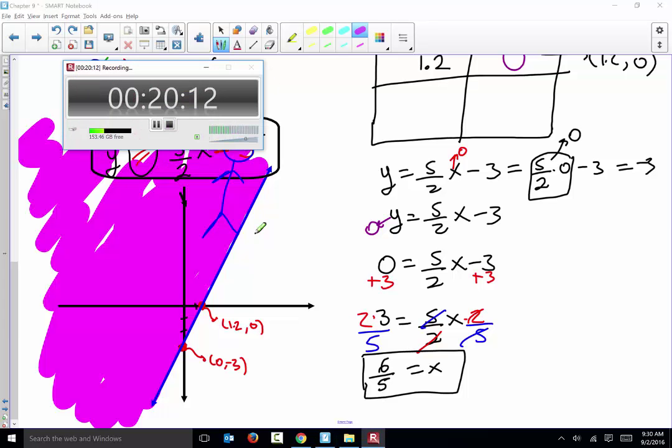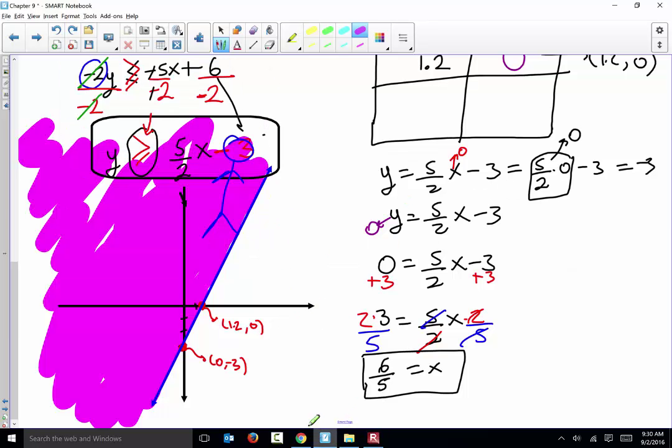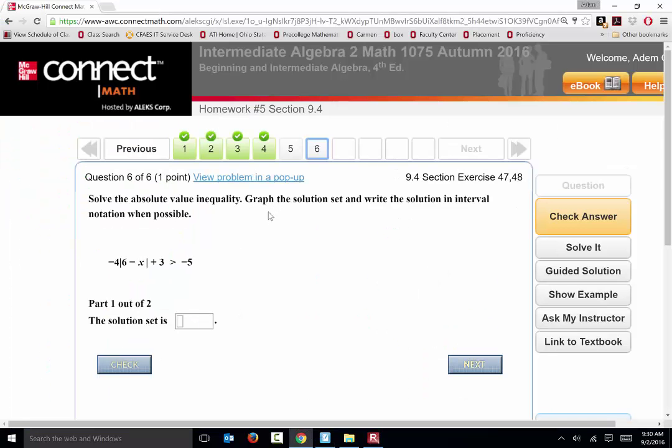Alright, however, it's a lot easier in your homework. It does most of the job, so you don't have to worry about that. Alright, this was our last one.